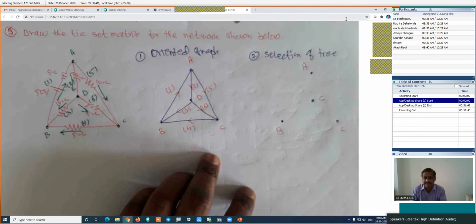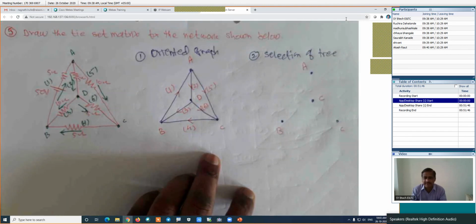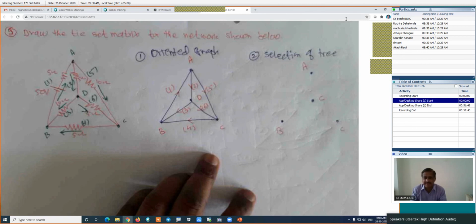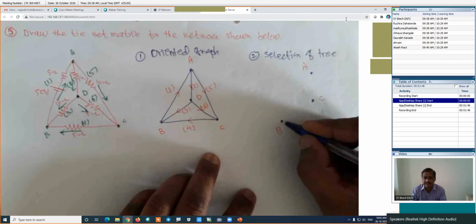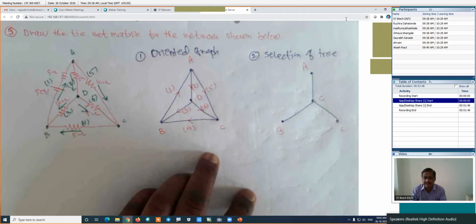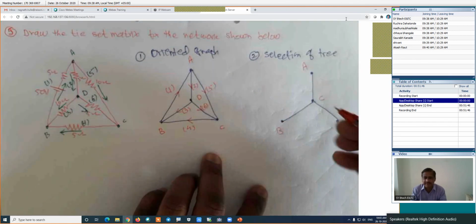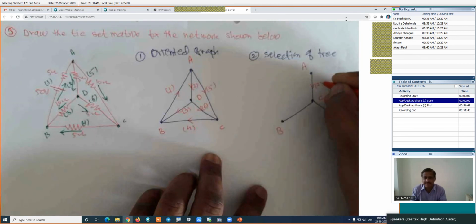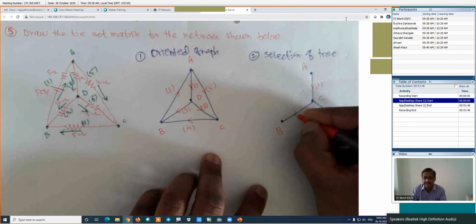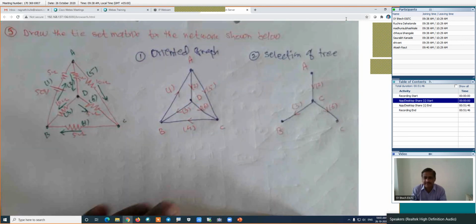For this tree, the number of branches formula is n minus 1, where n is the number of nodes. If we have 4 nodes, 4 minus 1 is 3, so we will have 3 branches for this particular tree. Is it right? Here, for the simple tree, this is one branch, this is the second branch, and this is the third branch. In this case, this is branch number 2, this is branch number 3, and this is branch number 6. This is the simple tree which I have selected.